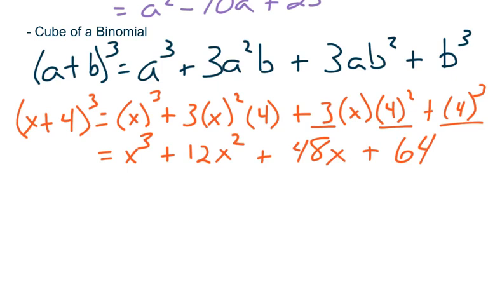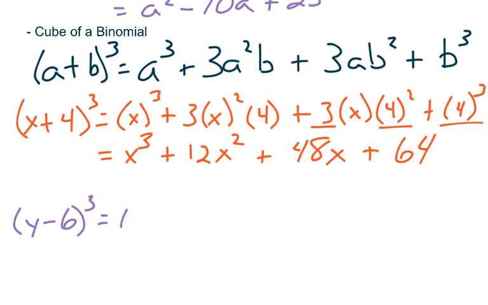This is going to work a lot faster than having to write out x plus 4 times x plus 4 times x plus 4 and multiplying it all out every time. Okay? Let's try one more example. What if we had a minus? So let's say we had (y minus 6) cubed.